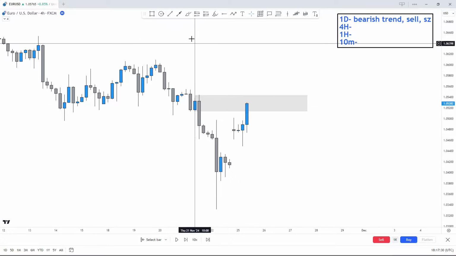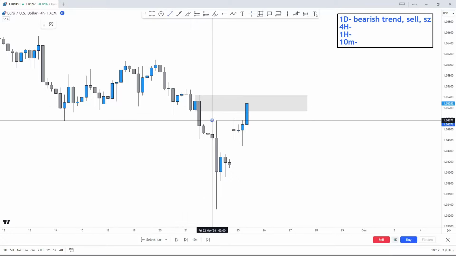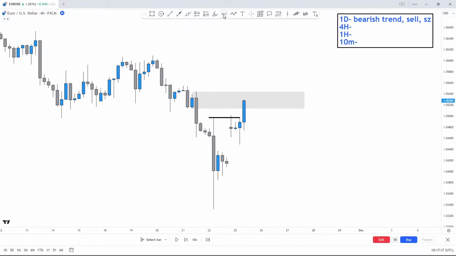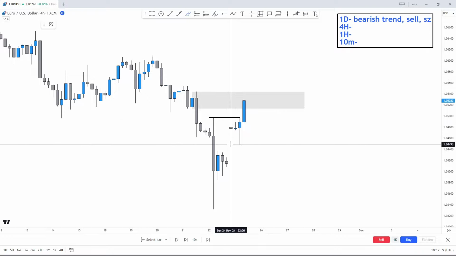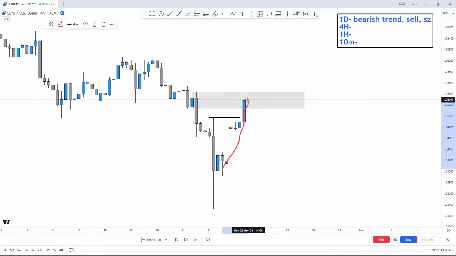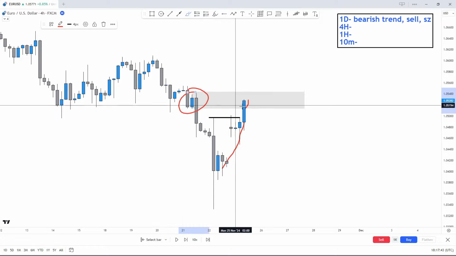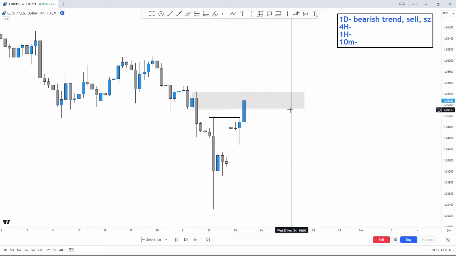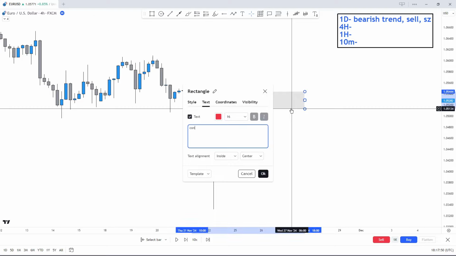What else can we see on the 4 hour? We can see that we've recently swept through this level of equal highs, telling me that we are likely going to see a setup where price comes up, sweeps, taps into a zone, and then continues off towards the downside. So this zone is acting as a continuation zone.